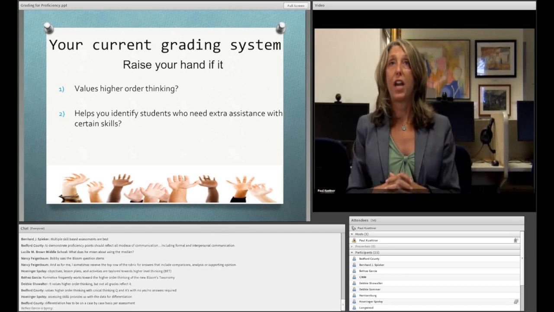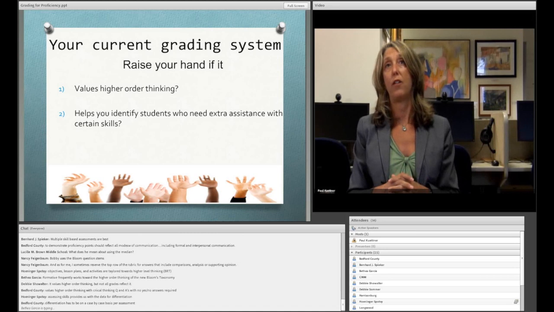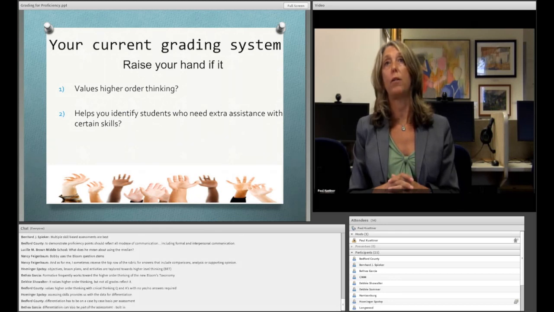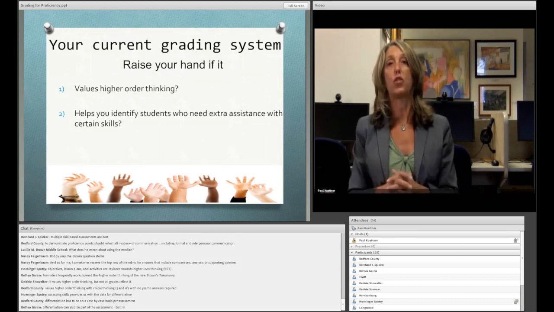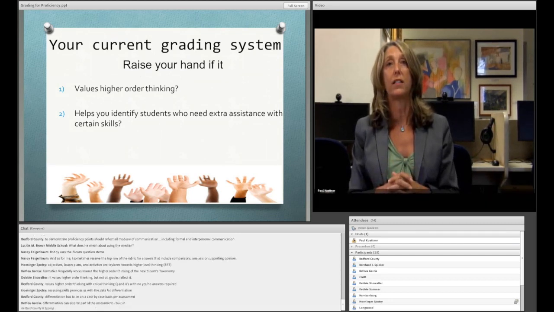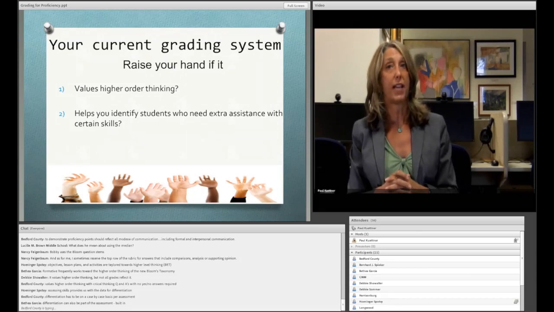So differentiation can be on a case-by-case basis per assessment, as Bedford County noted. But in general, a traditional grading system would not provide you with a way to identify which students needed assistance. That's interesting. Differentiation can also be part of the assessment, built in.